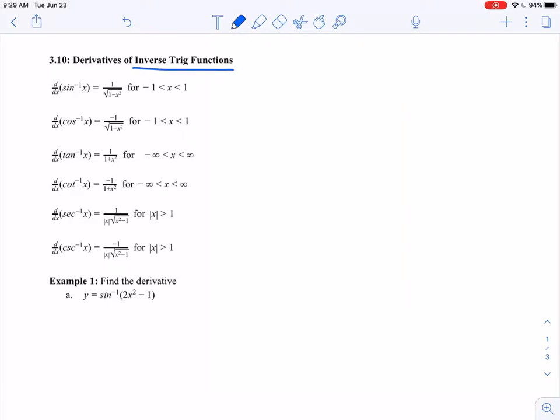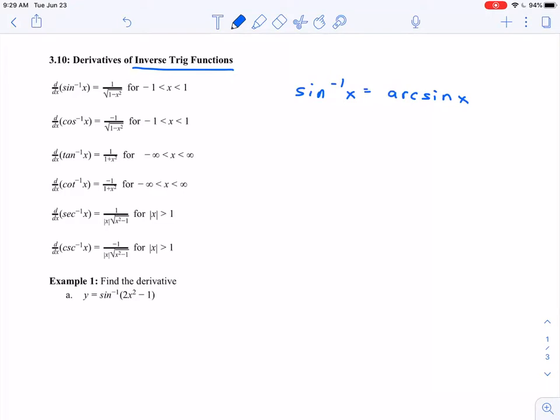So we're looking at derivatives of sine inverse of x or cosine inverse of x. These aren't read as sine to the -1 power. They're read as sine inverse of x. And just as a side note, in other textbooks, other materials online, you may see sine inverse of x written as arc sine of x, and that's simply a different notation.